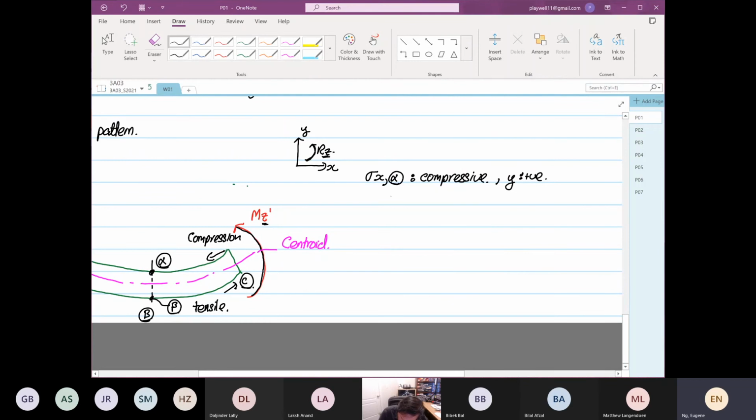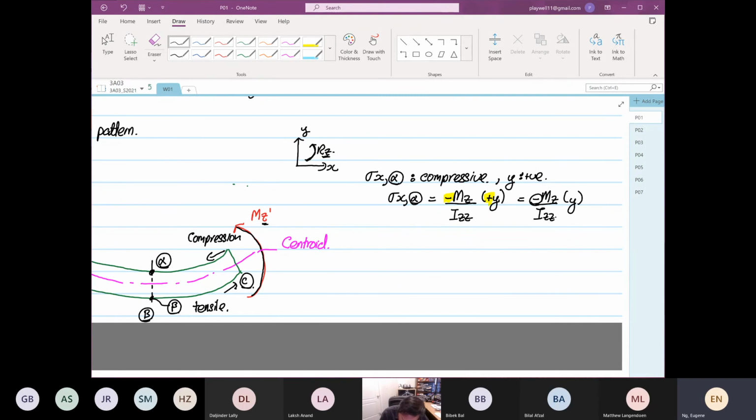So from here you can write out stress x at point alpha is equal to minus Mz over Izz, right? So this is the root formula, but now we know that y is what? Positive. So the outcome will be a minus Mz over Izz multiplied by y. So compression, right? Because positive and negative give you negative, or negative and positive give you negative.